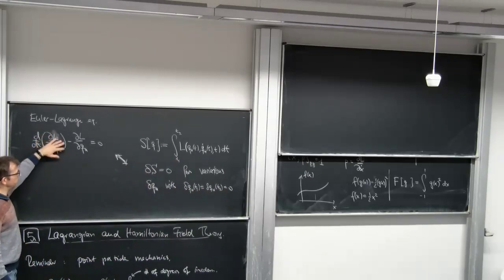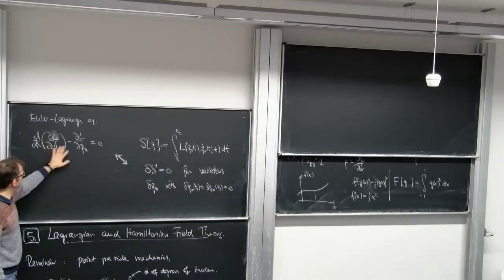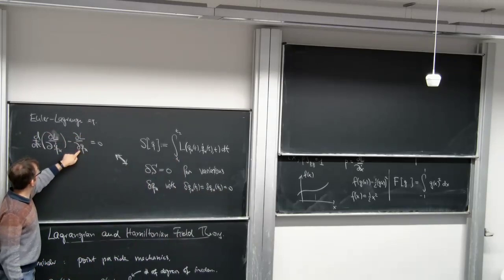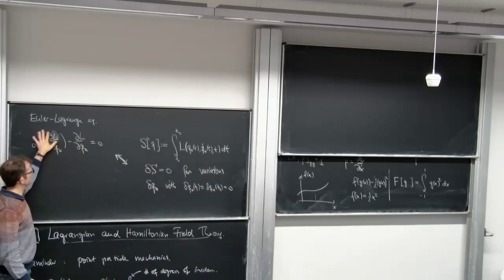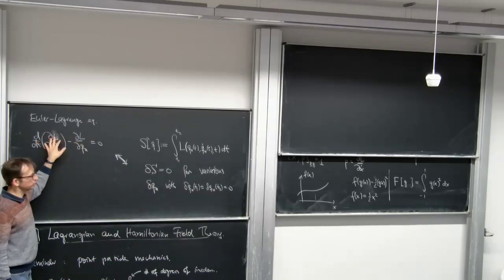So this you could derive from Newton's equation. You have this in this unrecognizable form. This is the force, the gradient of the potential. This is the momentum. The change of the momentum is equal to force. So that's your Newton's equation.